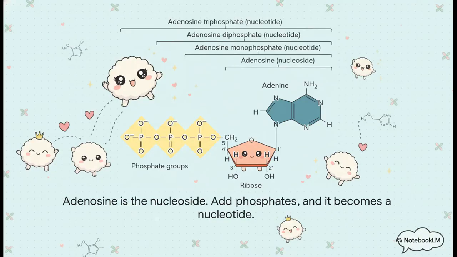And ATP, the cell's energy money, is the perfect example. The adenosine part, that's just the base and the sugar. That's the nucleoside. Then you add 1 phosphate, and boom, you get adenosine monophosphate, a nucleotide. Add another, you get ADP. Add a third, you get ATP. They're all nucleotides, just with a different number of phosphates attached.